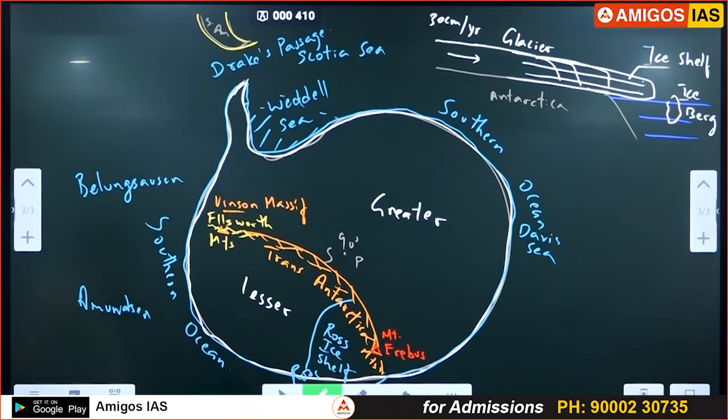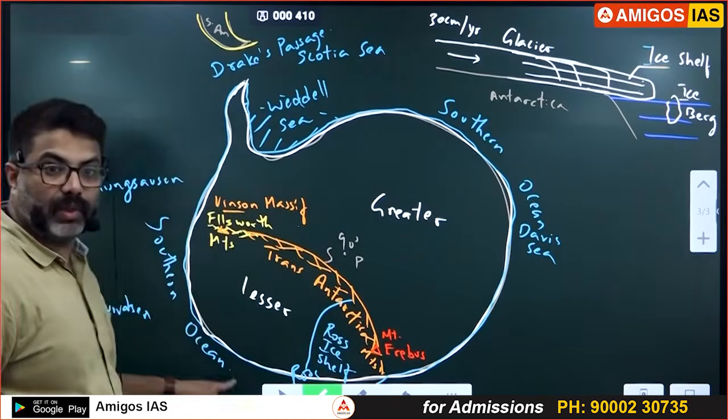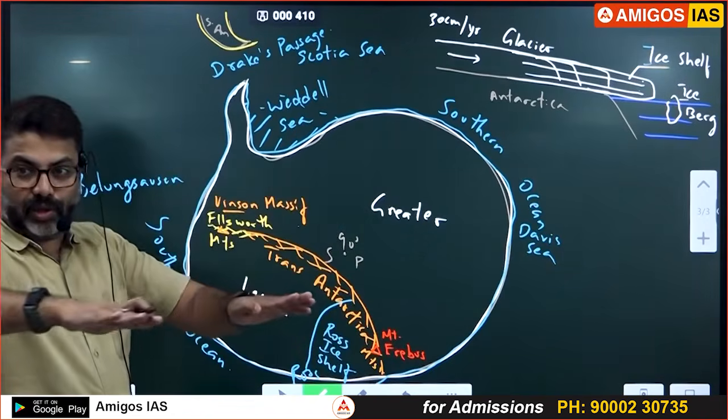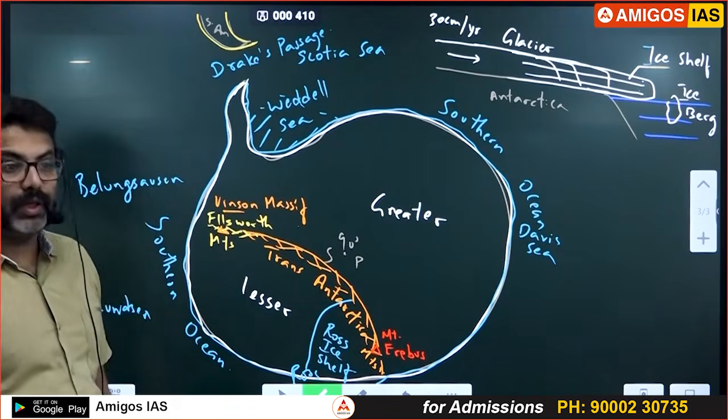Here also, Larsen. This is the Larsen ice shelf, surrounding Antarctica, you can see. Around Antarctica, you can see the ice shelf. So that means Antarctica's ice is slowly going towards the oceans, surrounding the oceans. Okay, all of you got it?